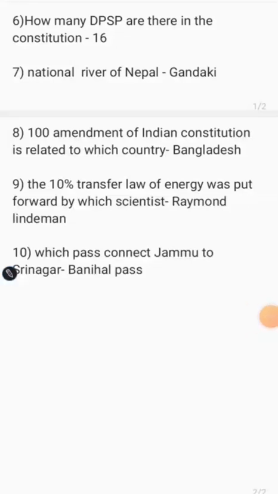Can look at the next 5 questions for static GK. Okay, so the first question is how many directive principles of state policy, that's mentioned as DPSP, how many DPSPs are there in the Indian Constitution.